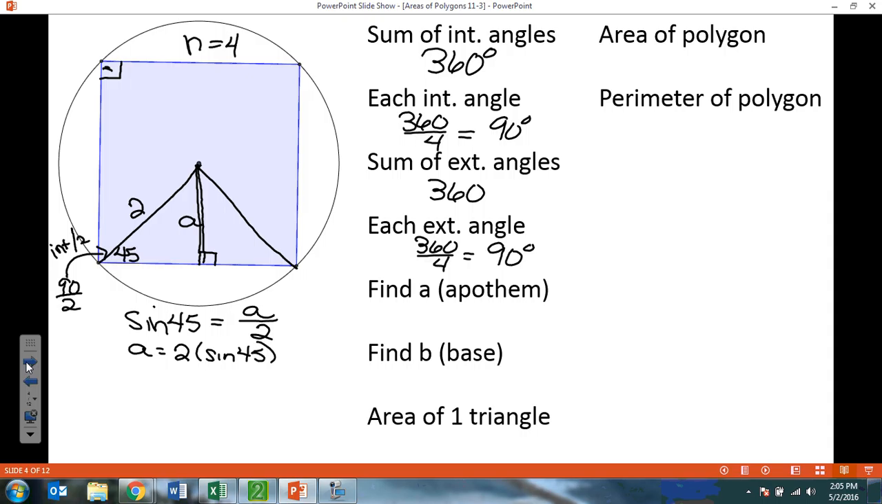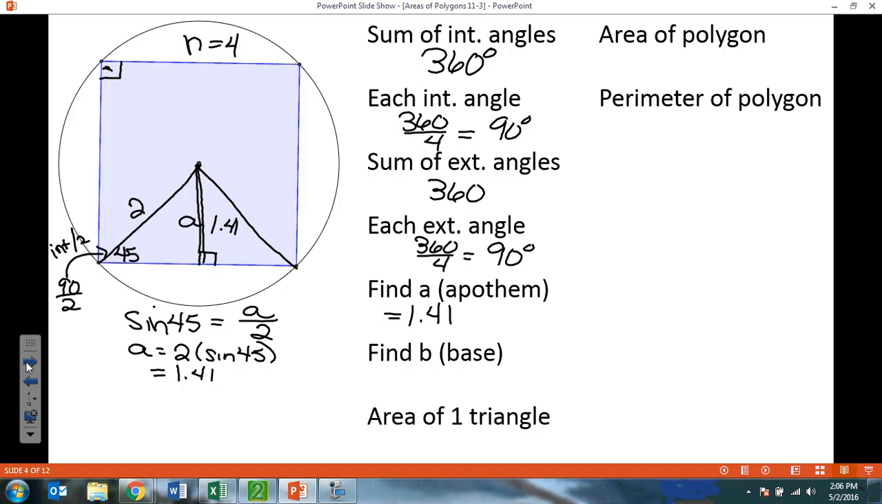Okay. We'll come back to it. So 2 times the sine of 45, what do we get? 1.41. Okay, so 1.41 is our apothem, or our height.